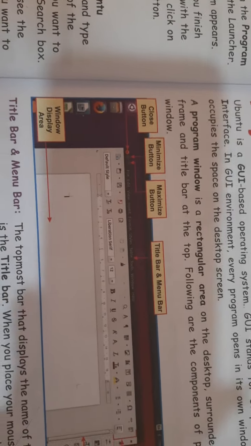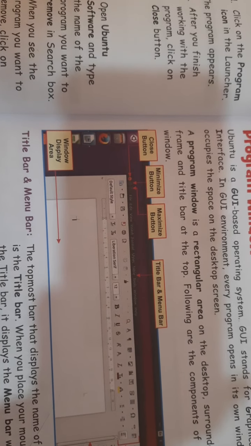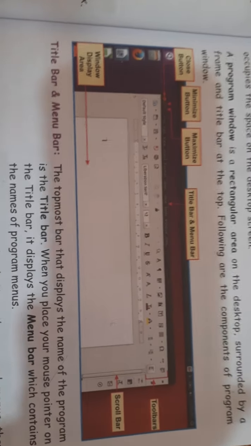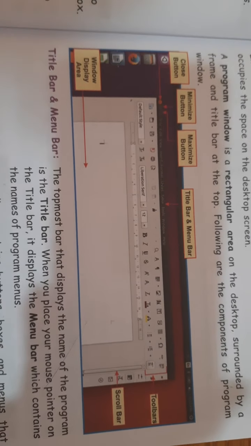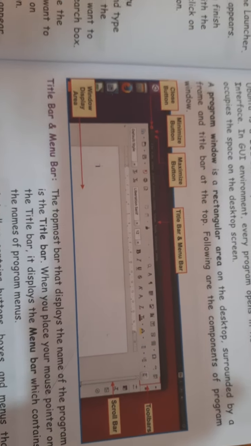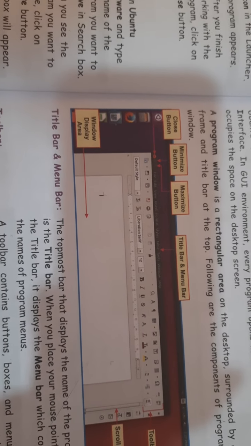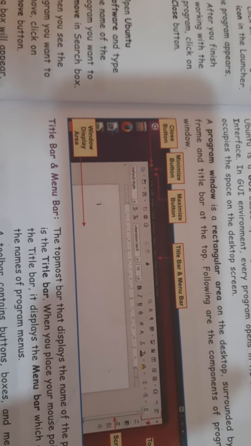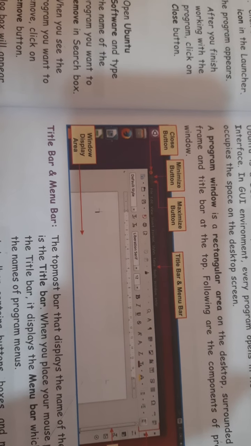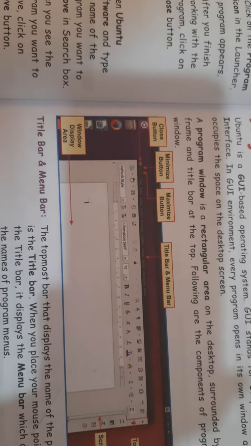This is your program window. The white portion which you are seeing is your display area. In this area you need to work. Suppose you are doing typing work, in this area you will do the typing. If you are painting, you will do the painting work, etc. As you can see, the close button is there, the cross. You have to click that button after finishing the work, so that your program will close.